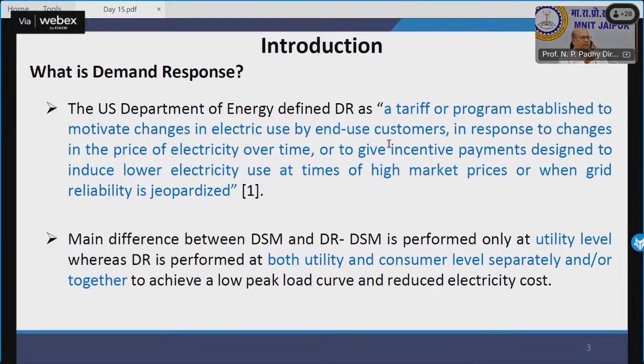helping me get attracted with a scheme and operate my devices in such a manner that the electricity consumption will be very, very less. Okay? Good. Is it fine? So this is the difference between demand response and DSM.